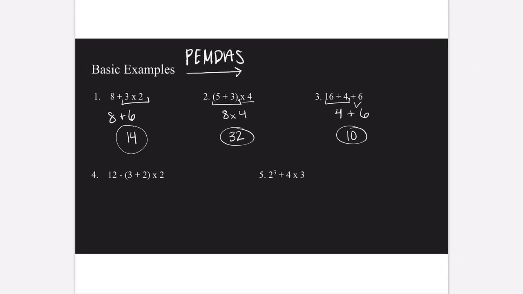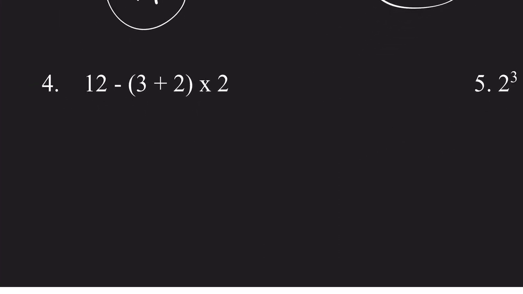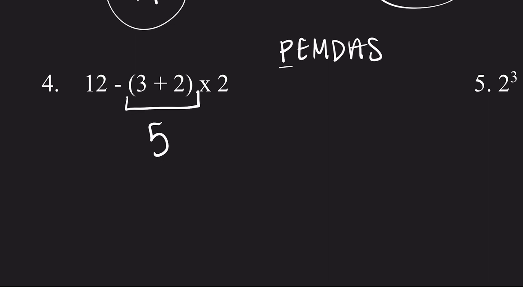Now these are getting a little bit more tricky, but still not too bad. I'm going to remind us here of our PEMDAS. First things first, parentheses. I do see some parentheses there. 3 plus 2 is 5. Then everything else we're going to carry down. So I'm going to carry down this 12 minus, and I'm going to carry down the times 2.